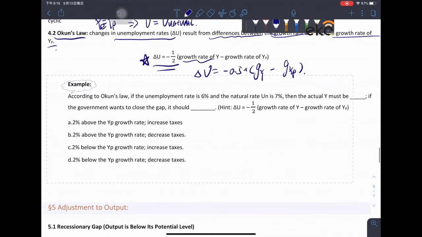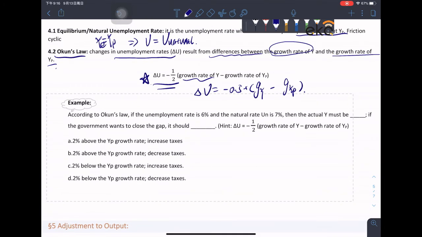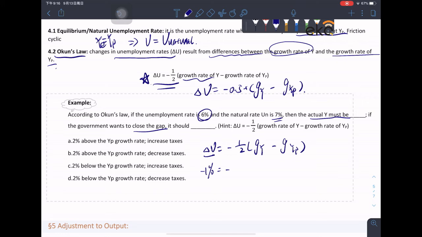Look at this example. According to Okun's law, if the unemployment rate is 6% and the natural unemployment rate is 7%, then actual Y must be what if the government wants to close the gap? So delta U equals negative 1/2 times the growth of GDP minus the growth of potential GDP, and delta U is negative 1%, equals negative 1/2 times (GY minus GYP), so GY minus GYP equals 2%.